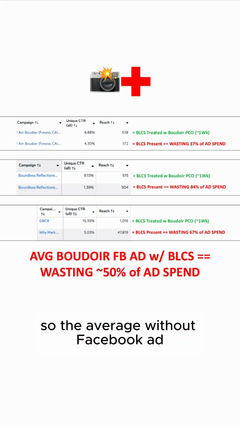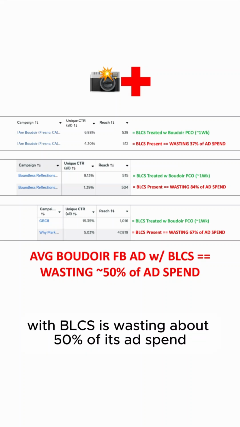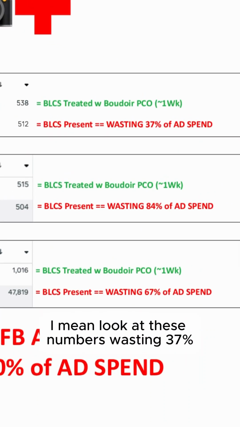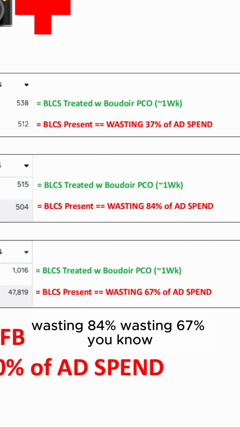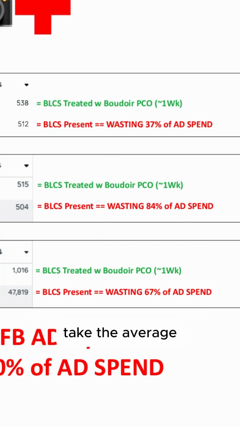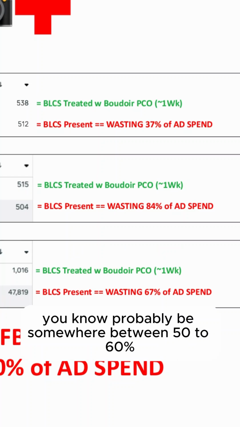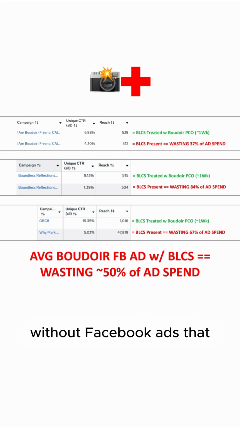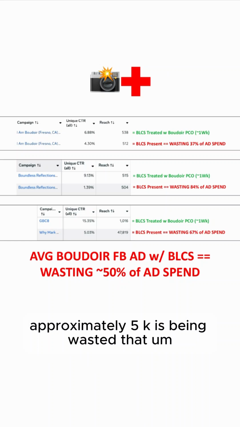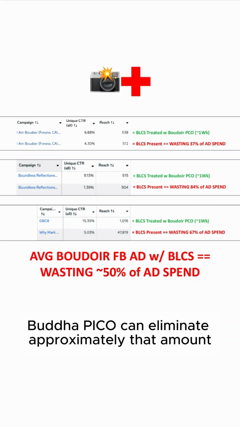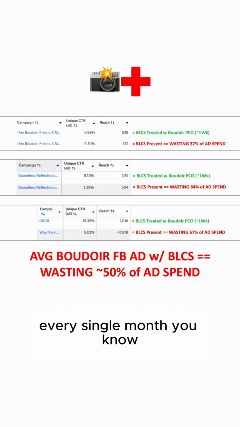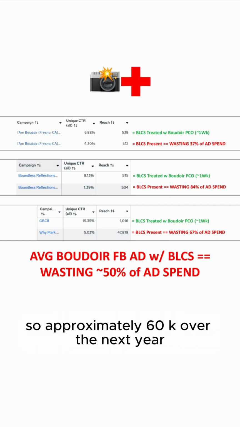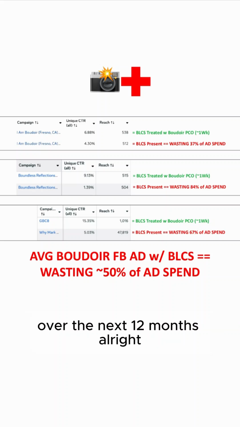So the average Boudoir Facebook ad with BLCS is wasting about 50% of its ad spend. I mean, look at these numbers: wasting 37%, wasting 84%, wasting 67%. Take the average, it'll probably be somewhere between 50 to 60%. Which means for those spending 10 grand a month on Boudoir Facebook ads, approximately 5K is being wasted. That Boudoir Pico can eliminate, putting it back into the advertiser's pocket every single month. So approximately 60K over the next 12 months.